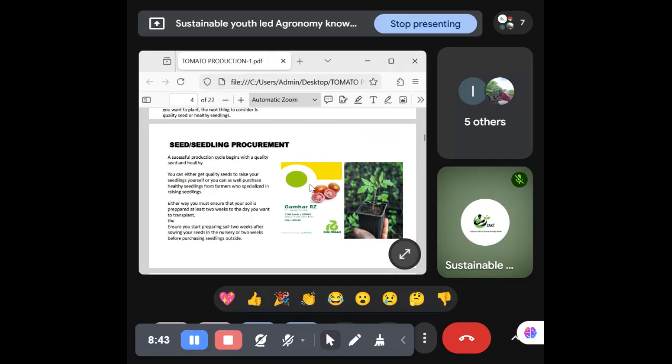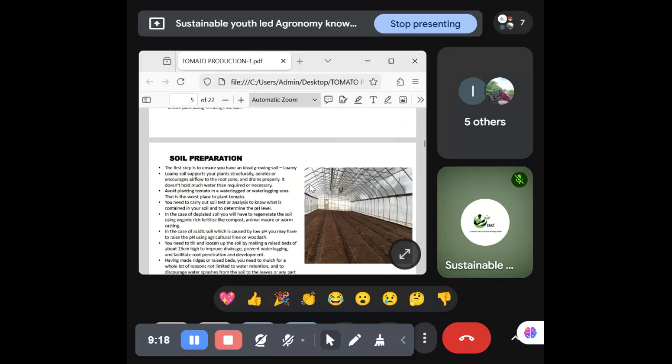Having sought out your market, you are now about to set out for the production. Like I've said, a cycle cannot be said to be successful just because you're able to achieve 200 tons. No. If you achieve 200 tons and you also have a market to sell, that is when it will be considered successful. So the next thing that also determines the success of that cycle is quality seed or healthy seedlings. That takes us to the next slide: seed and seedling procurement.